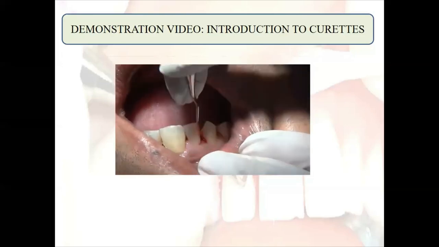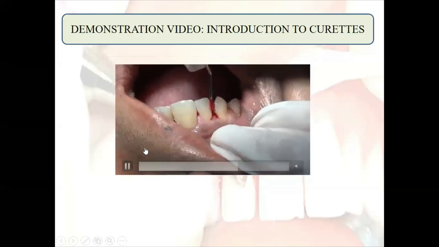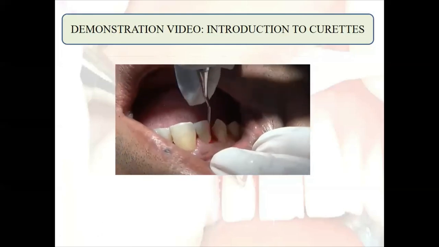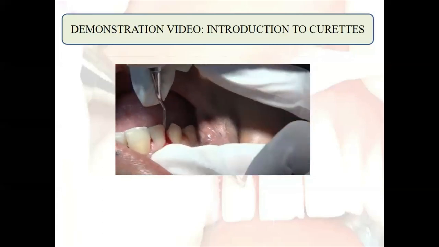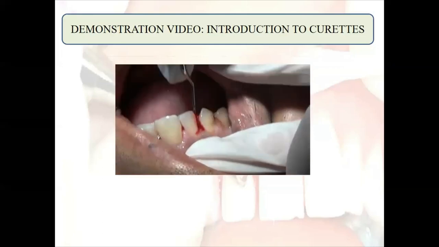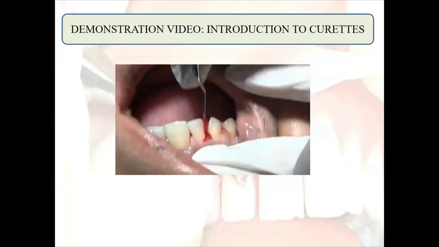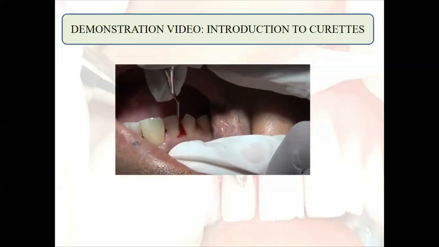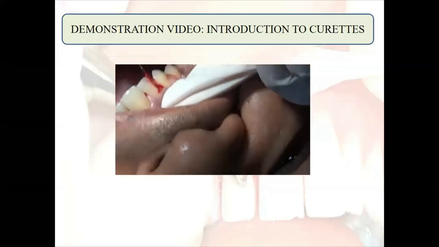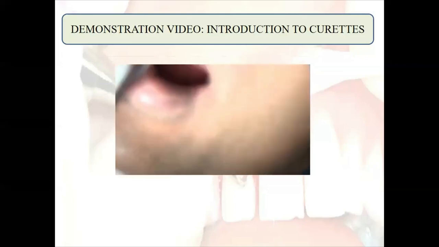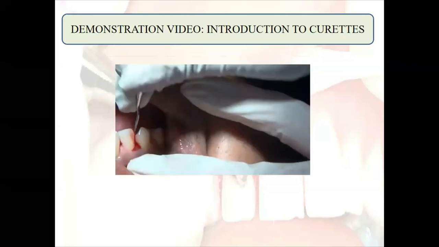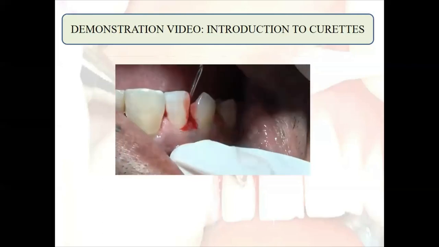As you can appreciate, I'm giving repetitive gentle strokes. With the help of my non-working hand, I've secured the base of the pocket. The thumb is securing the base of the pocket, and these repetitive horizontal strokes are given in order to remove the granulation tissue, debris, and the pocket wall.